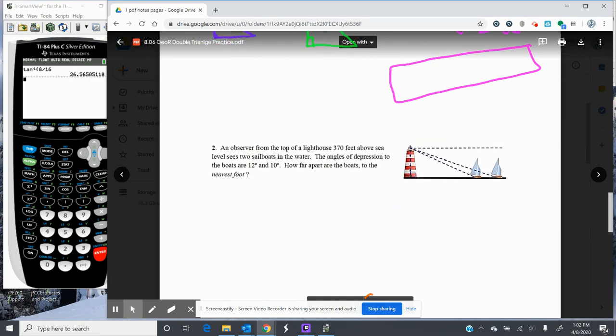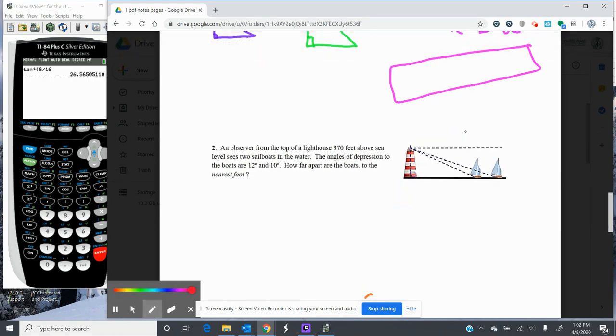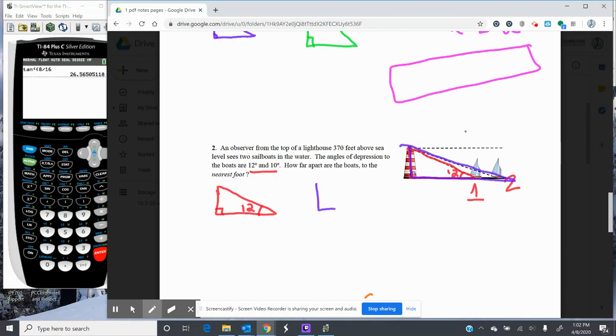Number 2, again, 2 right triangles listed here. You have the whole lighthouse over to the closer boat. Now, these 2 angles of elevation, when you're closer, your angle is going to be larger. So that first angle to the first boat from the lighthouse, say this is boat 1 and this is boat 2, that's going to be 12 degrees. The second right triangle is from your lighthouse all the way over to boat 2. That is stretched farther out, so the angle becomes smaller. It's 10 degrees.